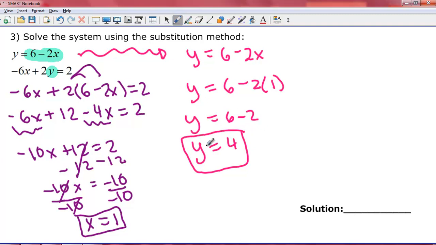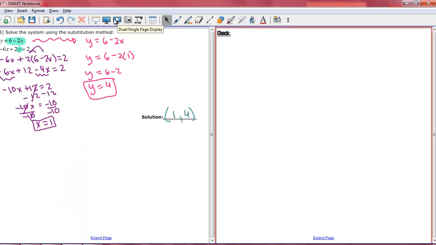Well, we want to put our solution in as an ordered pair because we're showing the point where these two lines intersect. So we have our solution, the x value first, 1, and then the y value. And we can go through and check our work by plugging in the x and y values into both equations. And if both equations are true when we plug in the 1 and the 4 for x and y, then we know that we have a correct solution. So it doesn't matter which one we do first. We can just do the top equation, y equals 6 minus 2x.